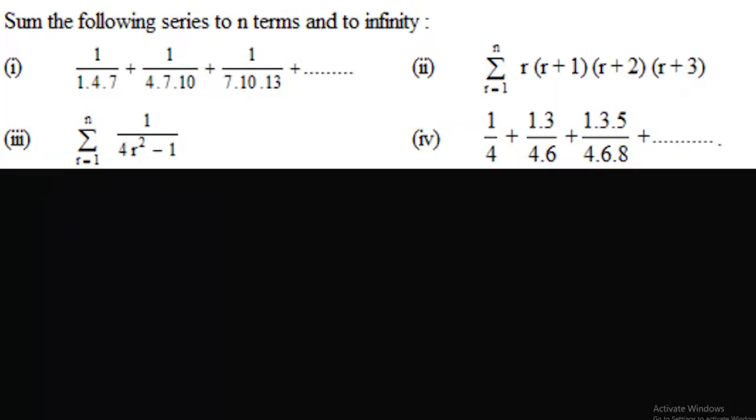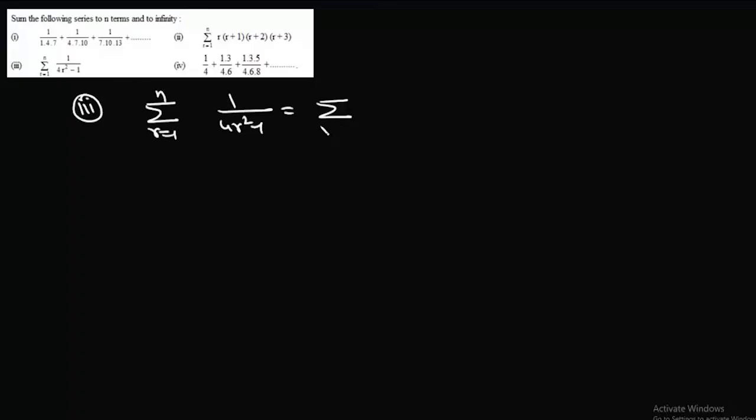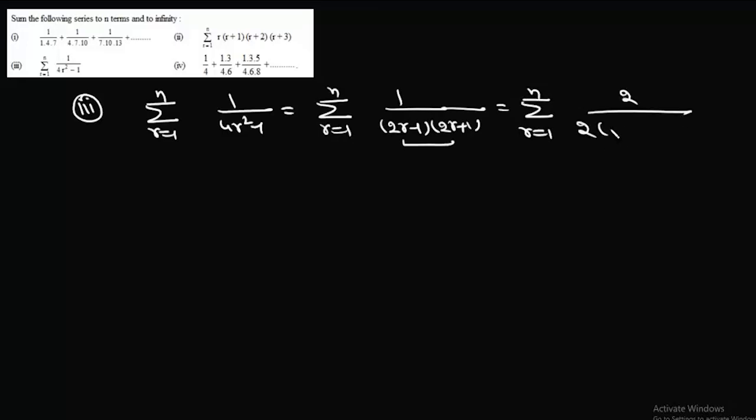Now this third one is this summation, r varies from 1 to n, 1 upon 4r square minus 1. So it will be this summation, r varies from 1 to n, and this is 2r minus 1, and this is 2r plus 1. Now here the difference is 2. So what we'll do is we'll multiply and divide everything by 2. So it will be this summation, r varies from 1 to n, and this is 2 upon 2, and this is 2r minus 1 and 2r plus 1.